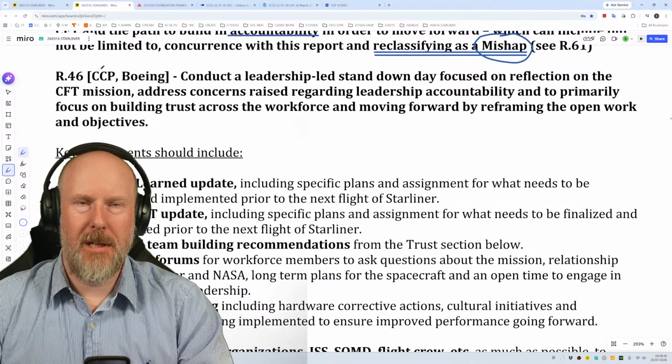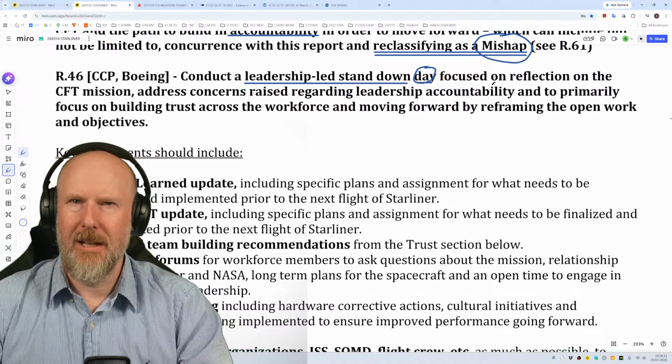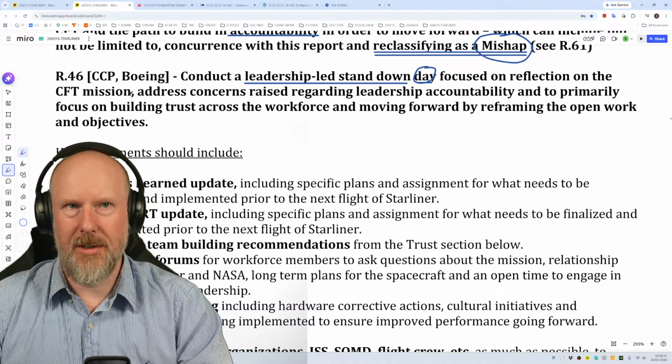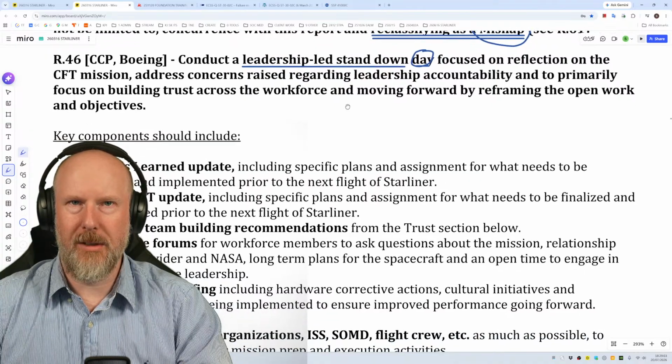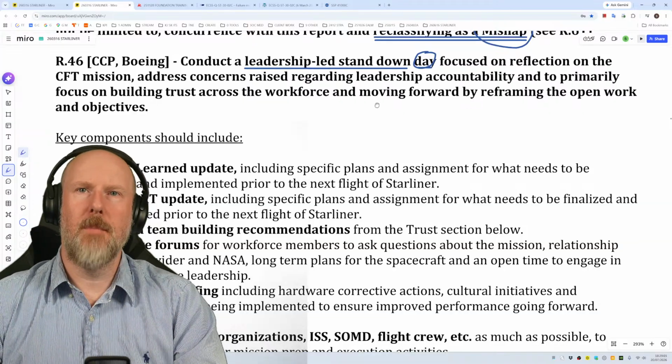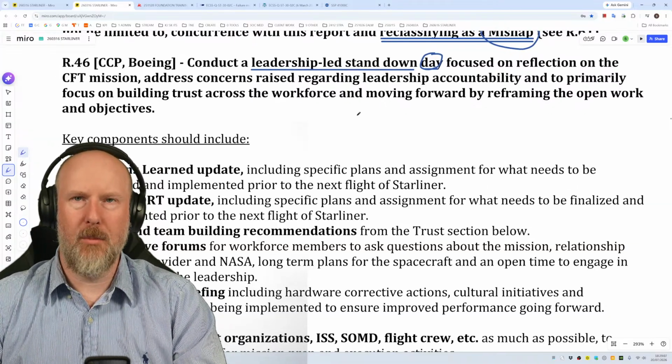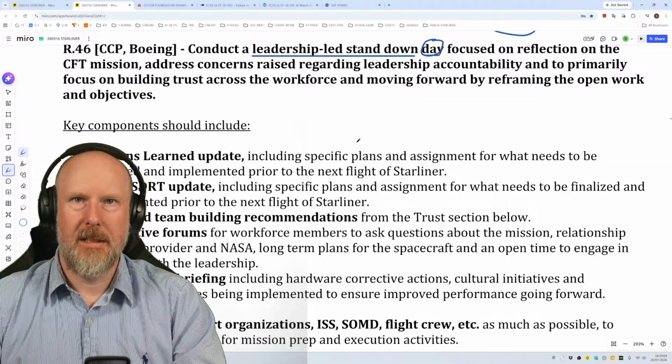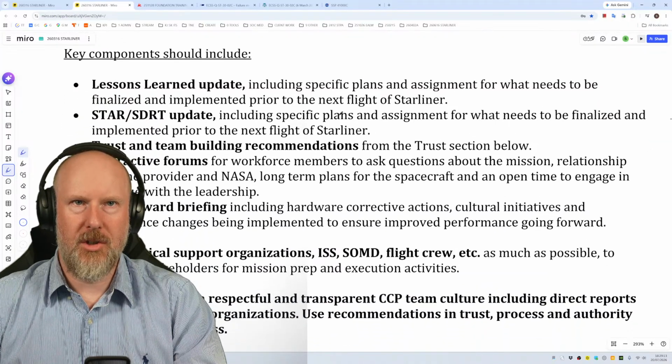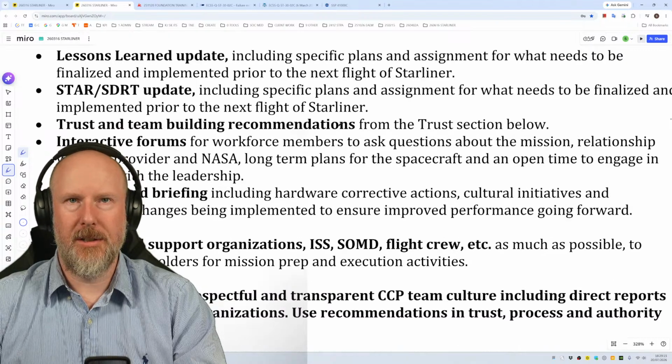Okay, so CCP, Boeing, so Crew Commercial Program and Boeing conduct a leadership-led stand-down day. Is that really enough? Focused on reflection on the CFT mission, address concerns raised regarding leadership accountability, and primarily focus on building trust across the workforce and moving forward by reframing the open work and objectives. Yeah, okay. So key components should include lessons learned update.